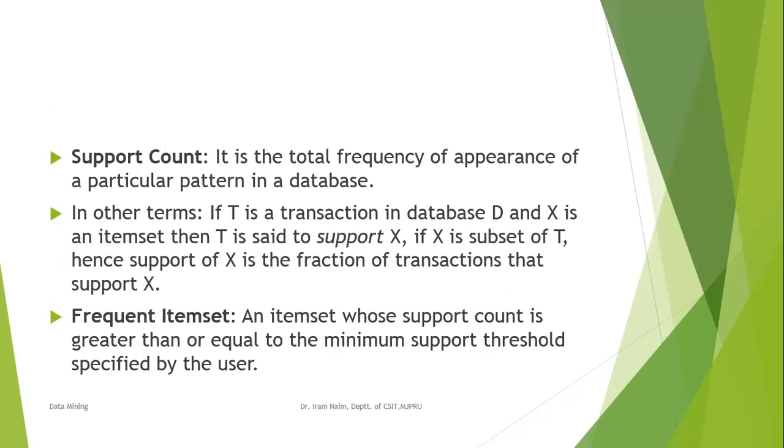In other terms, if T is a transaction in the database D and X is an item set, then T is said to support X if X is a subset of T. Hence, the support of X is the fraction of transactions that support X. In layman's terms, it is just how many times a particular item appears in different transactions.